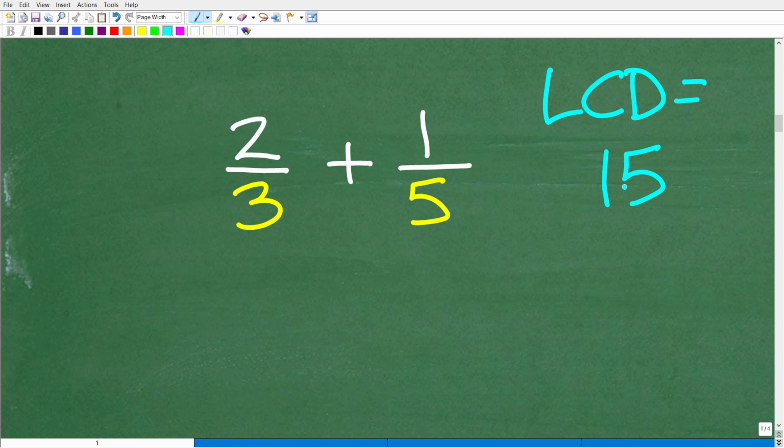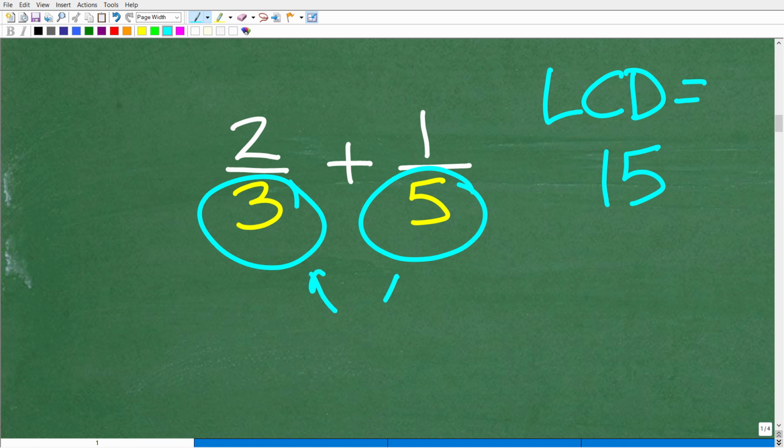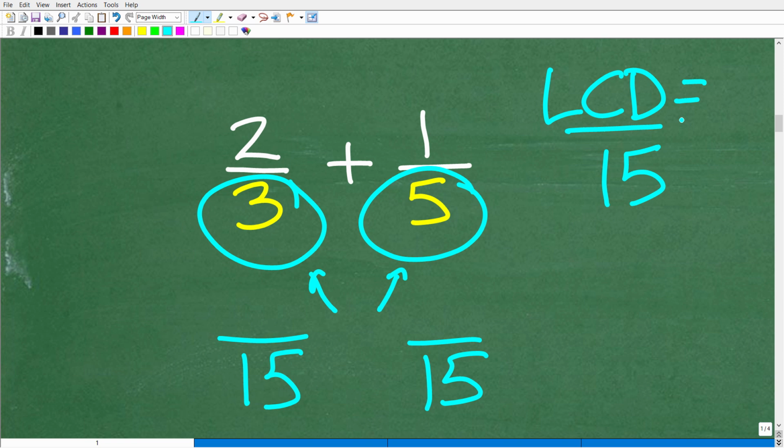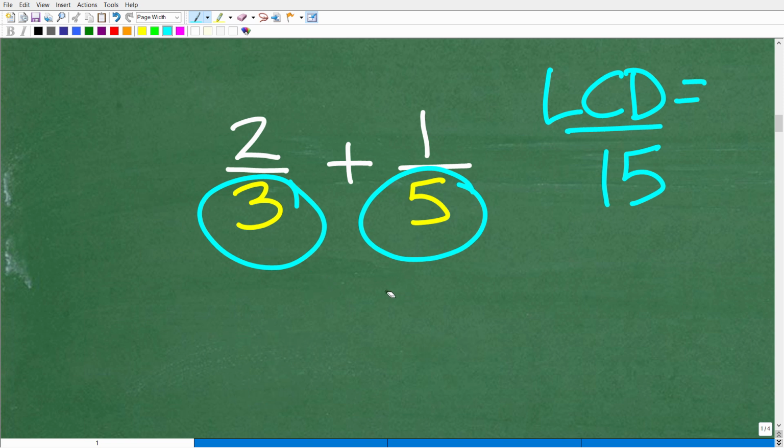Now, first of all, why do we even have to have the LCD? Well, when we are adding or subtracting fractions, we cannot add or subtract fractions unless the denominators are the same. So here we're going to have to rewrite these fractions such that they have the same denominator, and that same denominator, of course, is the lowest common denominator. So that's why we're interested in the LCD, but that's kind of a separate discussion. We're not going to be talking about how to add or subtract fractions in this video. We're just focused on the LCD and how to find it.